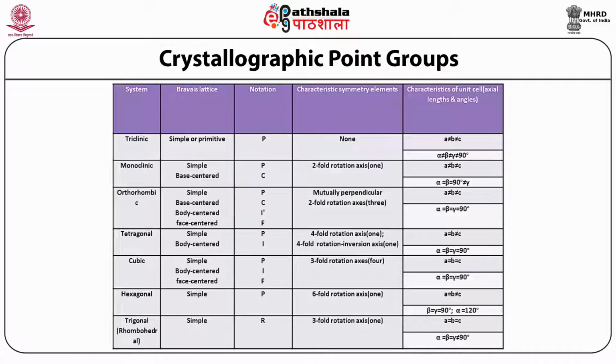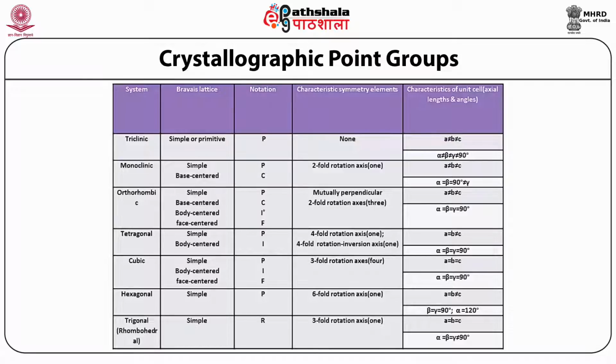The last column refers to characteristics of unit cell and axial lengths and angles, in which for the orthorhombic system it is that A is not equal to B is not equal to C, whereas the axial angles, that's alpha, is equal to beta, is equal to gamma, is equal to 90 degrees.